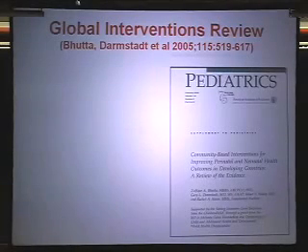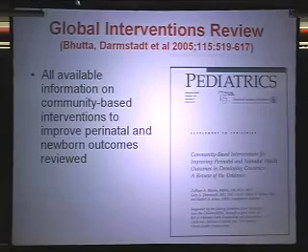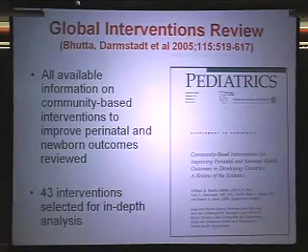Newborn care is a more difficult area. And here, in order to understand what interventions worked, we took a very extensive exercise. This was an exercise that Gary Darmstadt and I did a few years ago with support from WHO and Saving Newborn Lives to look at the total global evidence base on community-based interventions that could improve perinatal and newborn outcomes in developing countries. We identified a list of 43 interventions that were selected for in-depth analysis, where we thought that there was good evidence that they may work.